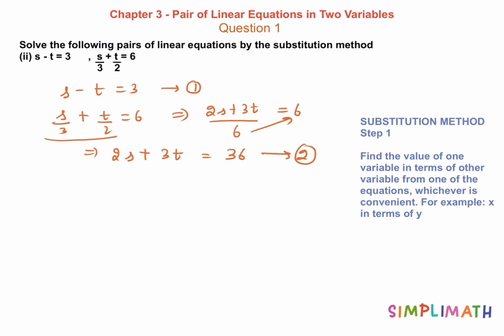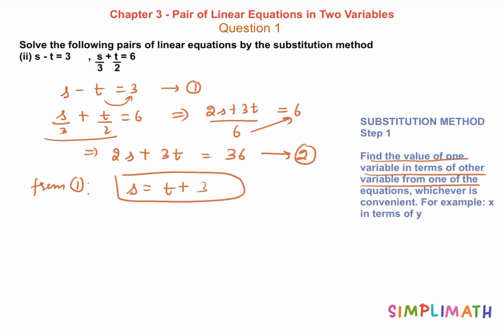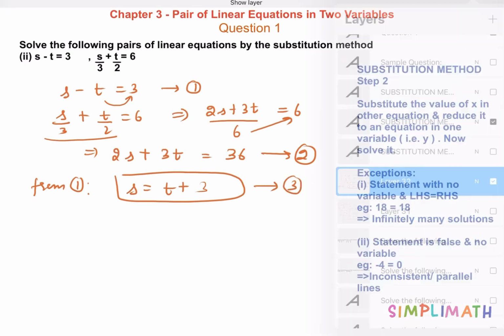Step 1 of substitution method says to find the value of one variable in terms of another variable from any one of the equations. So let us choose equation number 1. So from equation number 1, if we take t to this side, we get s equals t plus 3. So let this be equation number 3.